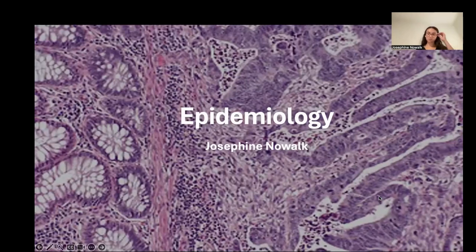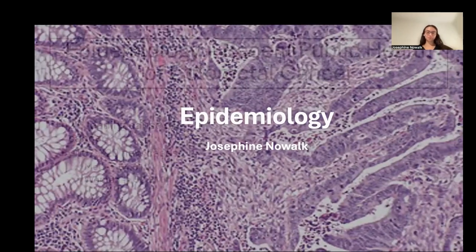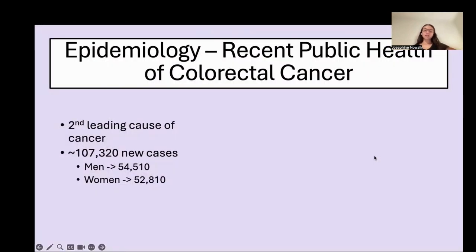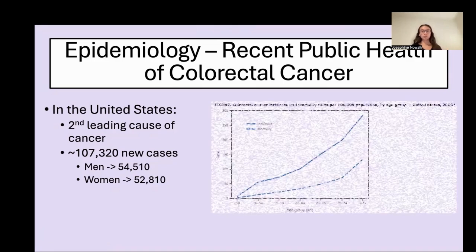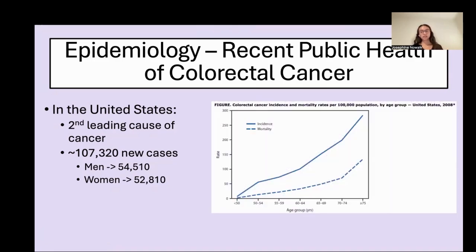I'll be discussing the epidemiology portion of colorectal cancer with Ramucirumab. The recent public health picture of colorectal cancer in the United States is that it is the second leading cause of cancer, with about 107,000 incident cases, and of those, 54,000 cases were men, 52,000 cases were women. Here I provided a chart of the incidence and mortality rates of colorectal cancer of men and women in the United States in 2008 per 100,000 population by age group.